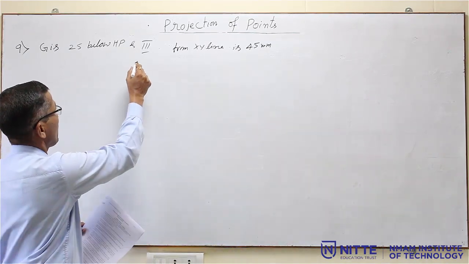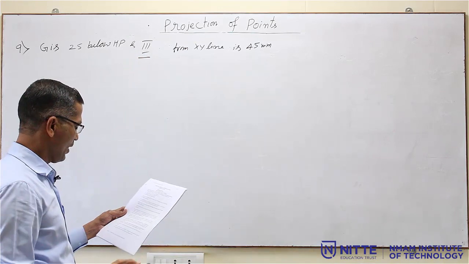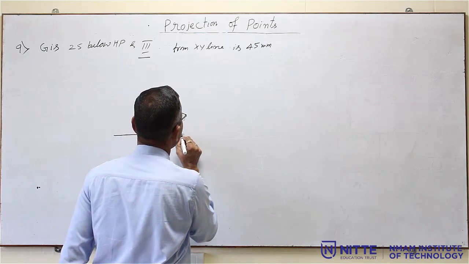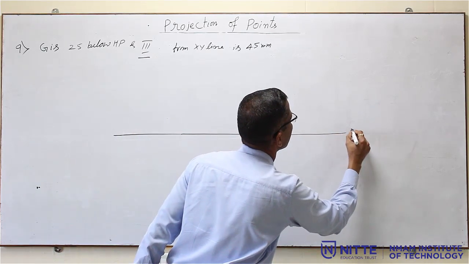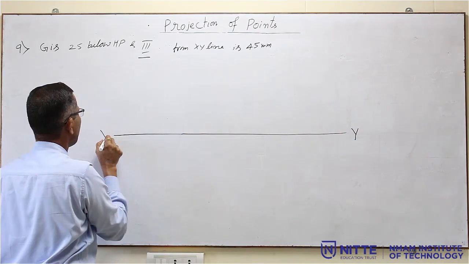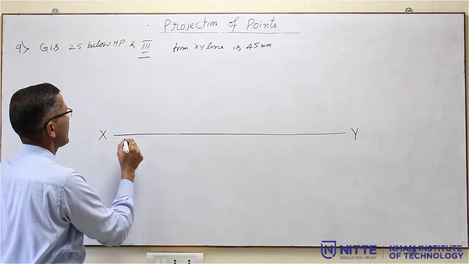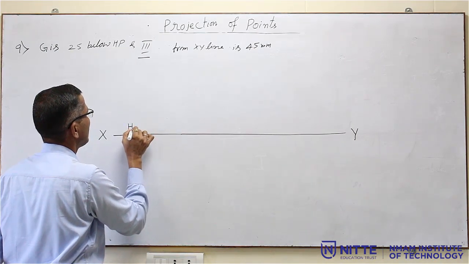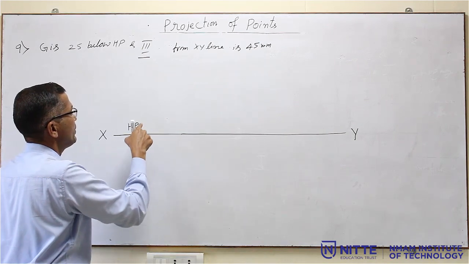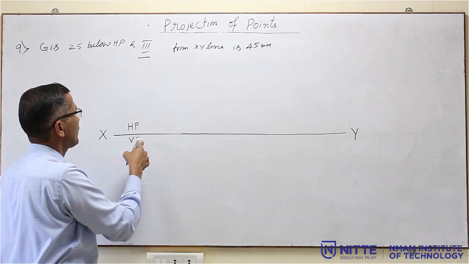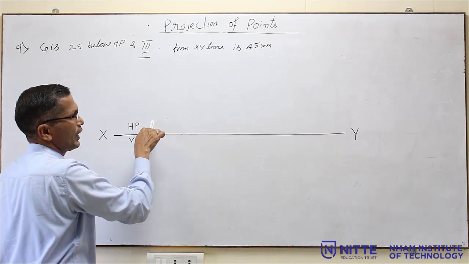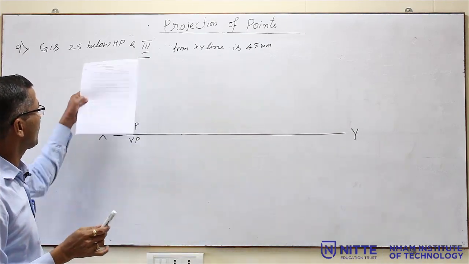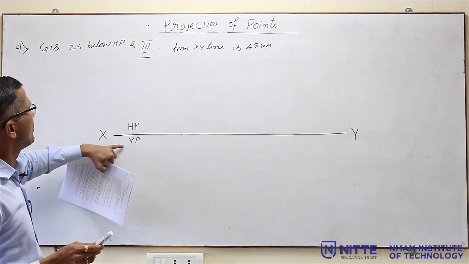Now, here they have mentioned the quadrant. In the problem itself, the point G belongs to third quadrant. So, you have to prepare for the third quadrant only. So, X, Y, what is third quadrant? Third quadrant means this is VP and this is HP. First quadrant means this is VP, this is HP. Second quadrant means both VP and HP above the line. Fourth quadrant means both HP and VP below the line. Now, this is the third quadrant, that is why HP is above the line, VP is below the line.